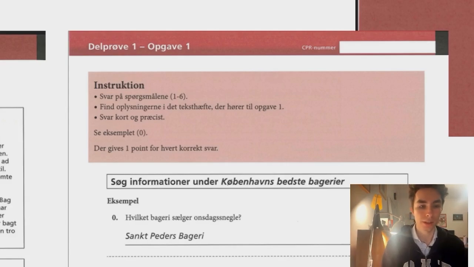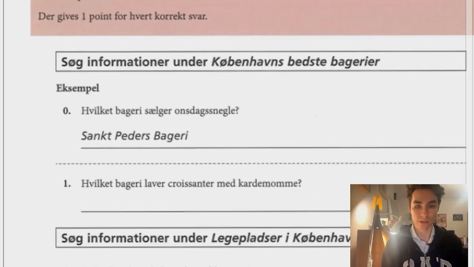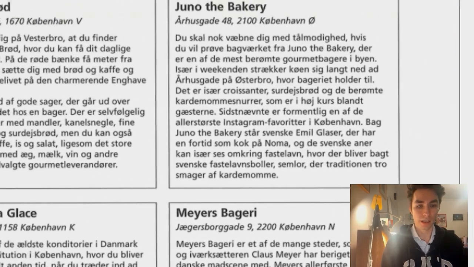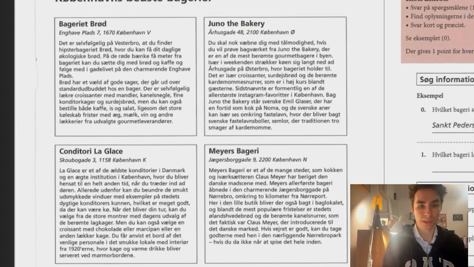That's not necessary. So here it says search information under. We just use the word under for this, but it just means search information at this section. So it's under Københavns bedste bagerier. And first, there's an example given here. Which bakery sells onsdagssnegle? And then it says, already answered, St. Peders Bageri. And then over here, we can see all the different bakeries.